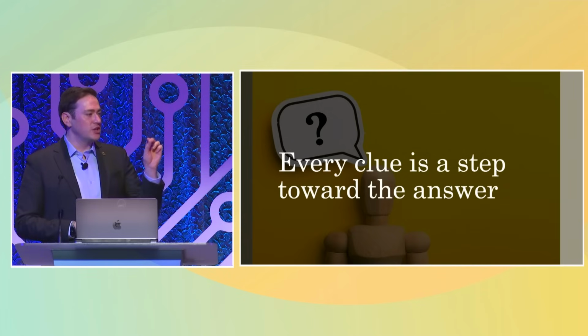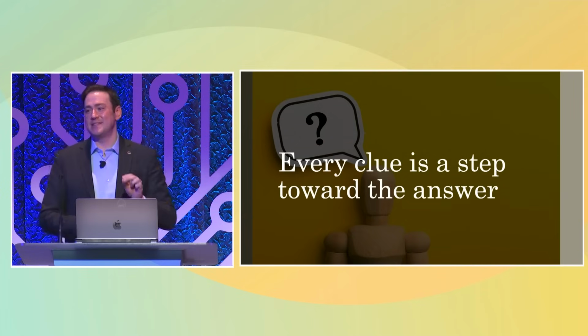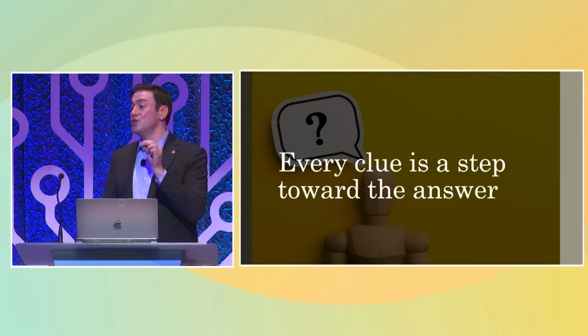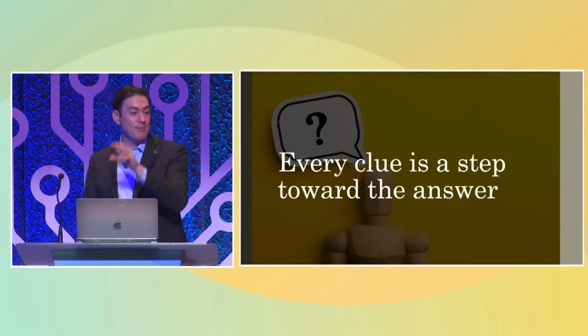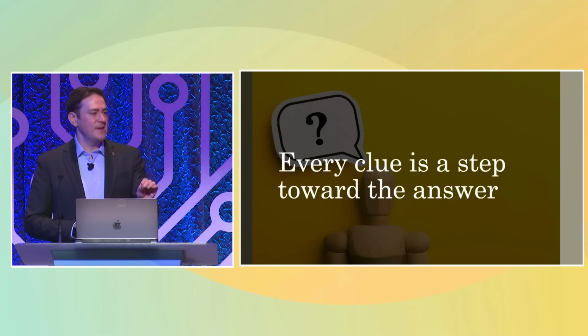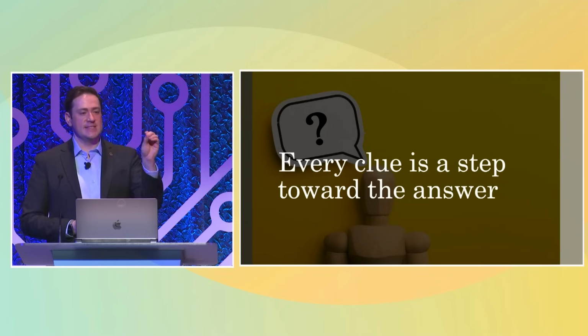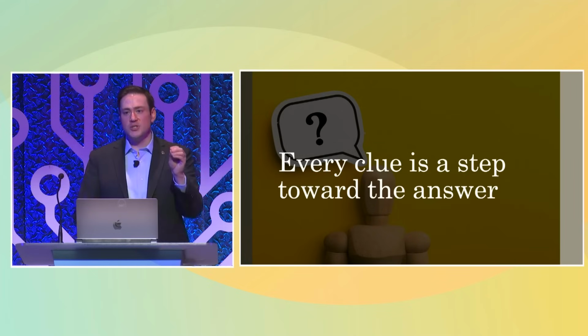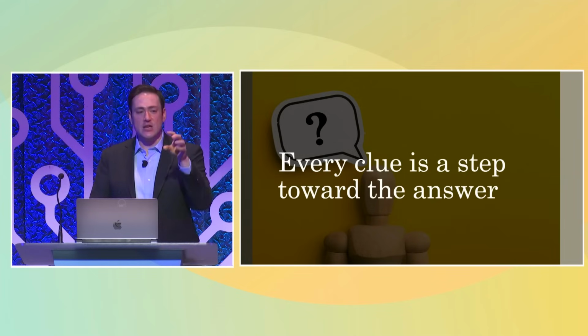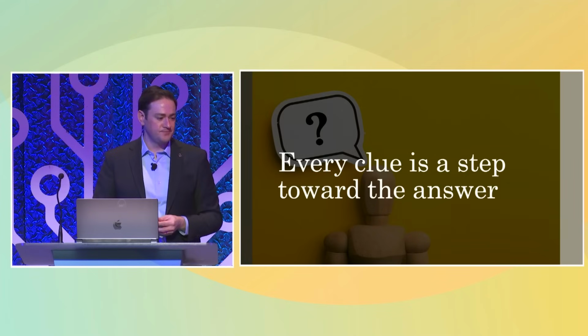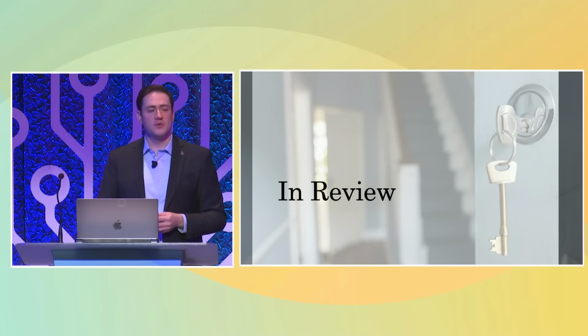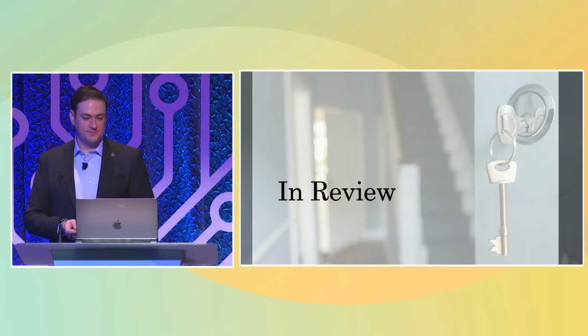Remember that every clue is a step toward the answer. Some clues are big, some clues are small, but everything you learn about a John Smith in the same place at the same time period as your ancestor puts you one step further to telling who your John Smith is. So in review, our 5 steps.